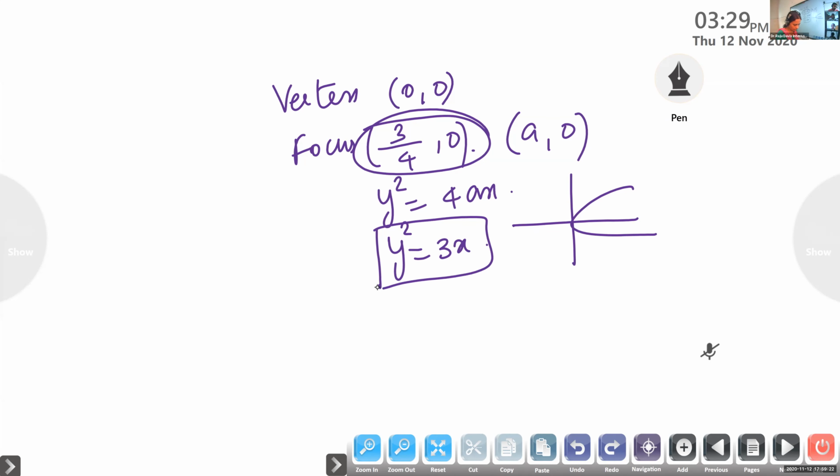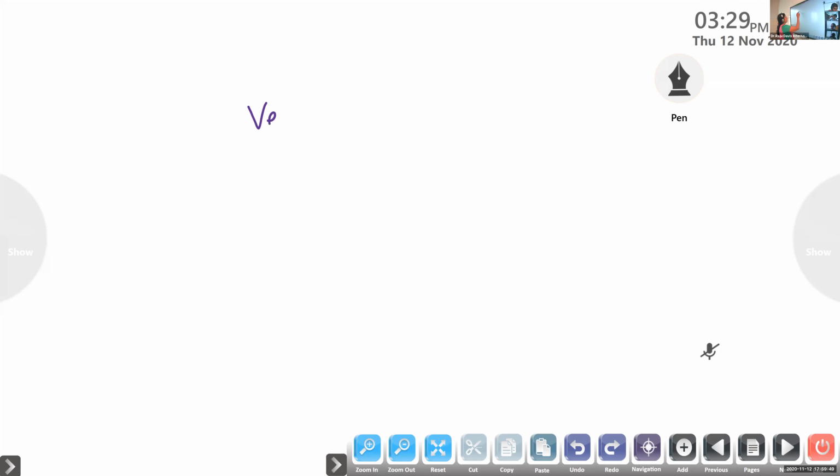Write the next one. Find the equation of the parabola with vertex 0, 0 and focus 0, 2.